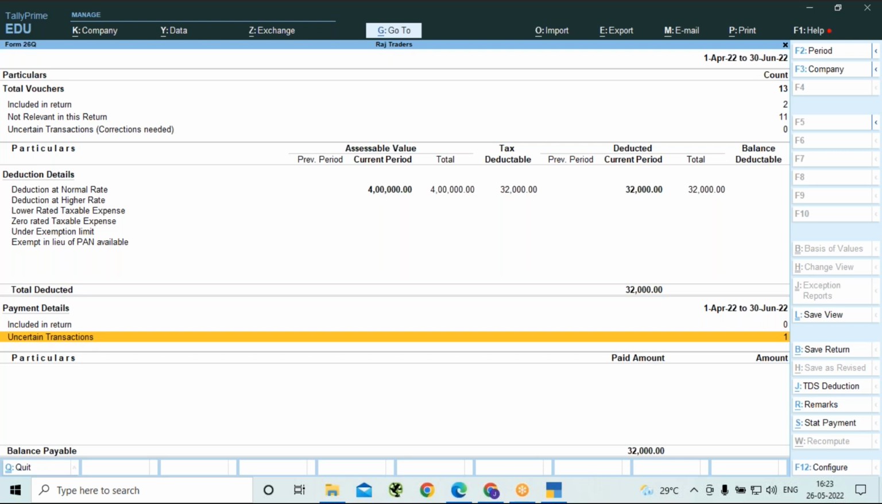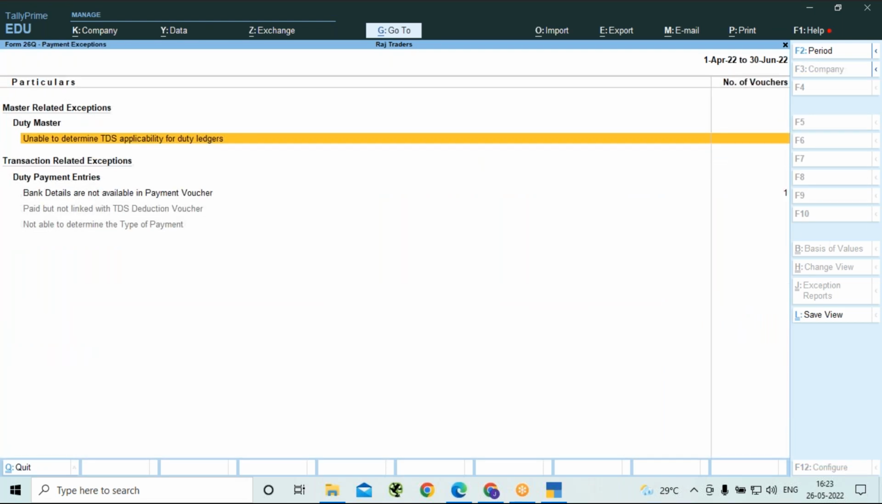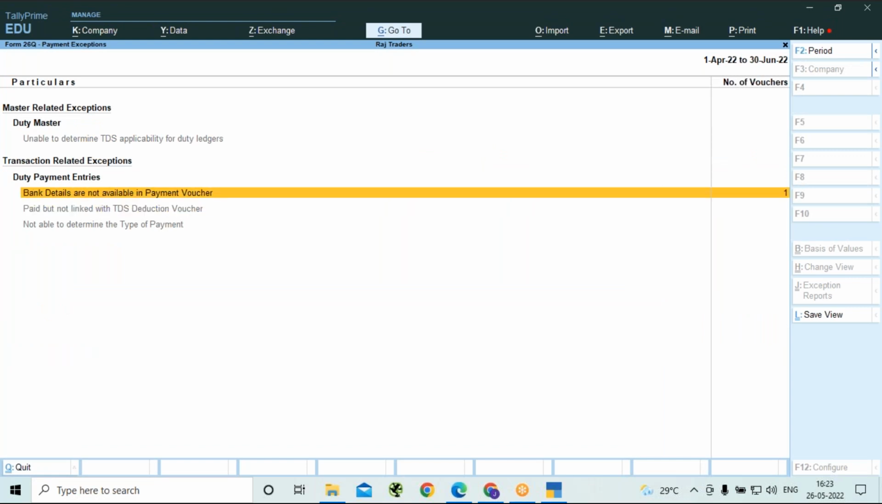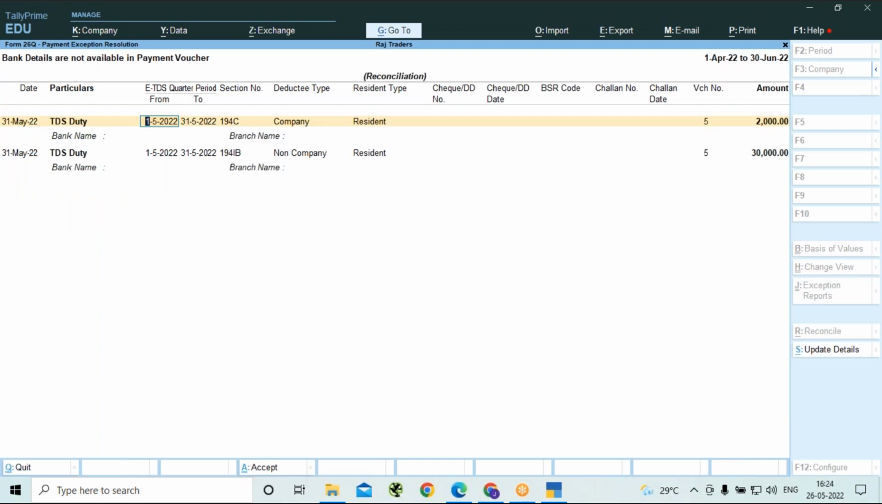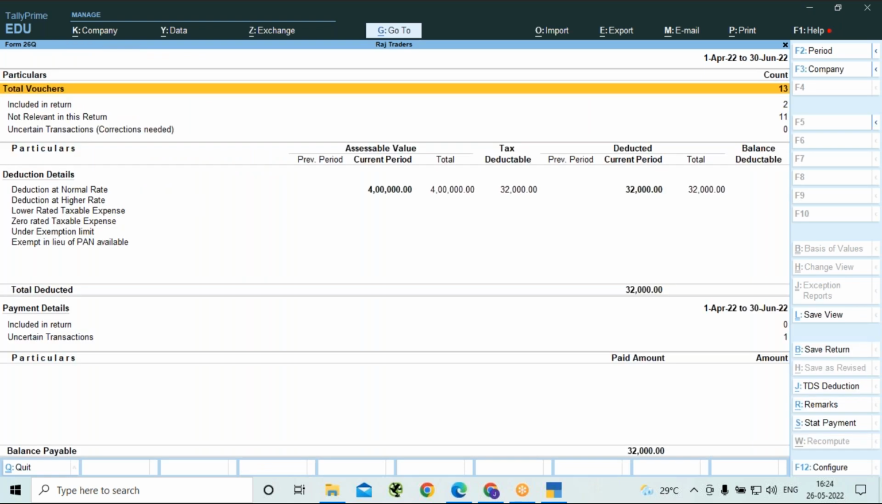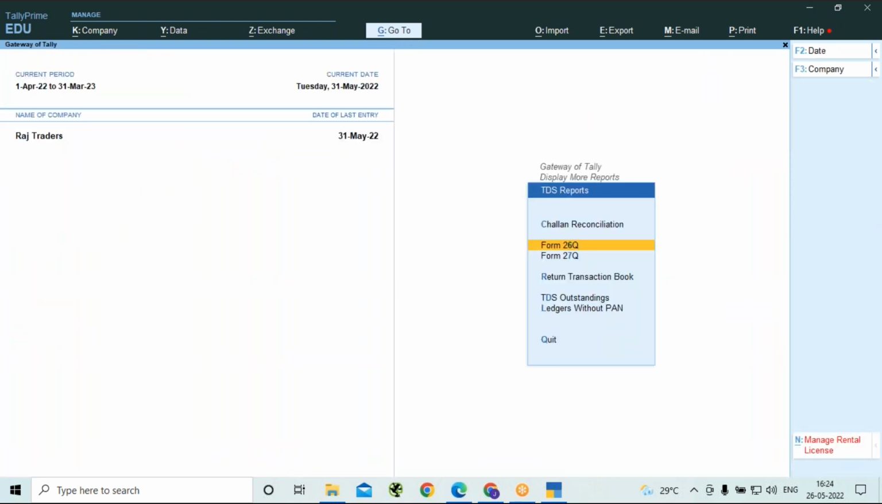Even though I made a payment entry, it is not showing because you can observe under the payment details there is an uncertain transaction. If you go to the uncertain transaction, here you can see bank details are not available in the payment entry. That means the bank details at the time of making the payment to the government, you are supposed to enter over here. You can enter these details either here, or in the TDS reports, the same screen appears when you go to the challan reconciliation.